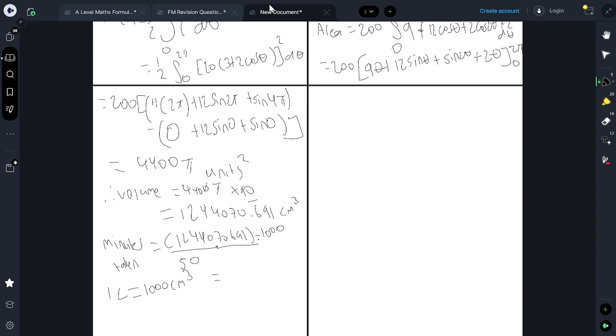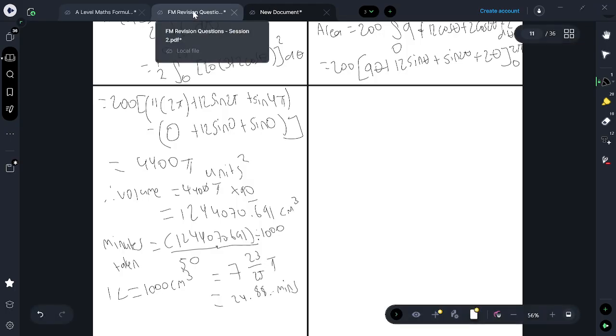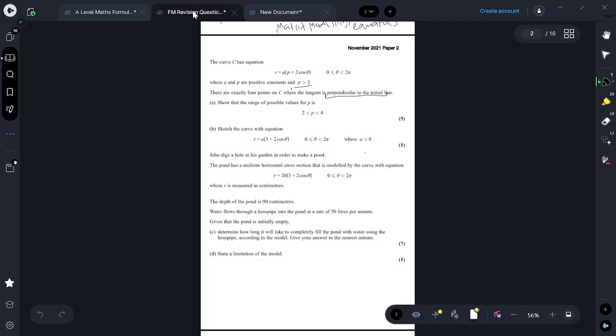exactly 723 over 25 pi, which is 24.88 mins. So does it say to the nearest minute? Let's have a check. Give the answer to the nearest minute. So yes, we're going to round up.